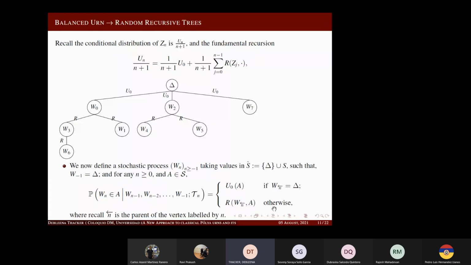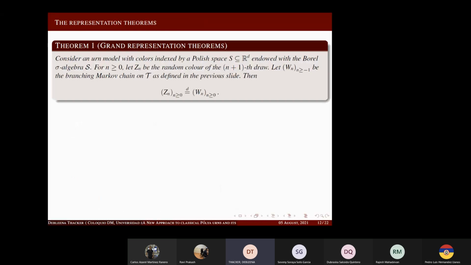So that's the process. And basically, what this says is that Wn, which we constructed from this law, which we call the branching Markov chain on the random recursive tree, has the same law as Zn. So that is the exact embedding. Zn as a whole process has the same law as this branching Markov chain, and that is the exact relation.